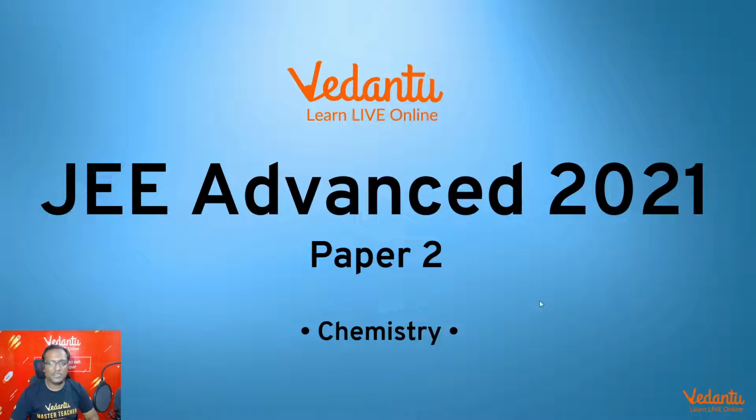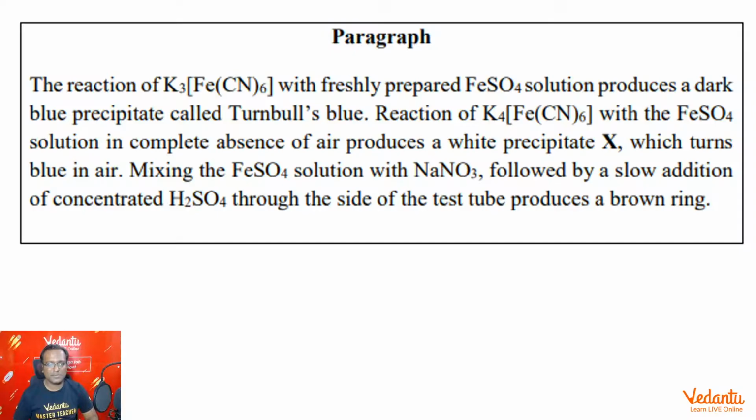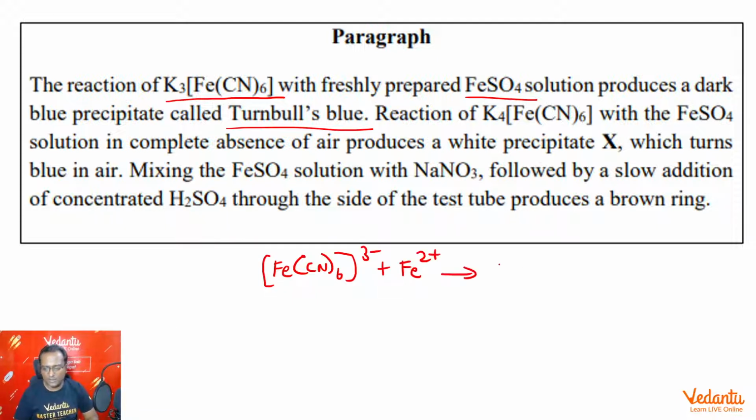Today we are going to talk about JEE Advanced 2021 Paper 2 Chemistry subject, and we are going to talk about the passage. So the passage says the reaction of K3[Fe(CN)6] with FeSO4 gives the Turnbull's blue precipitate. Absolutely correct. We know that when we have [Fe(CN)6]3-, that is Fe is in 3+ oxidation state, it reacts with a ferrous system. It gives us ferric cyanide, right? So what will be its formula? Its formula will be this, which we know as Turnbull's blue.